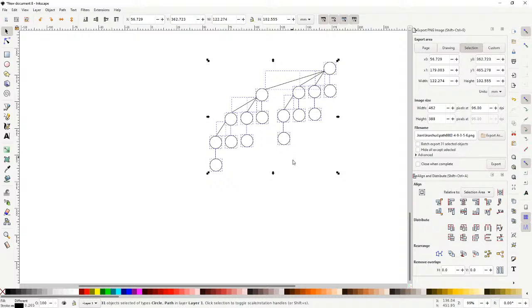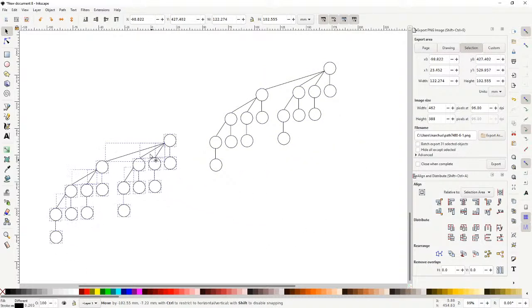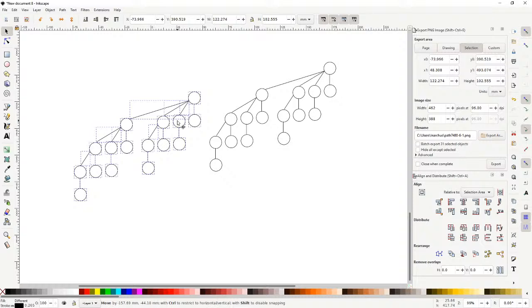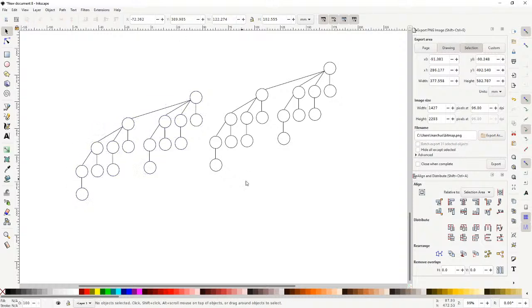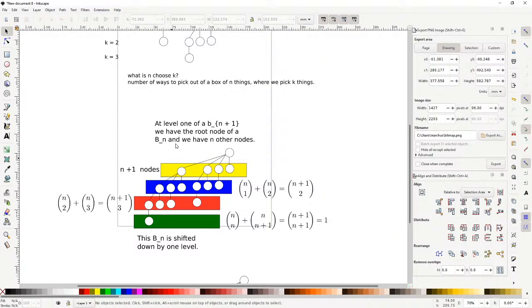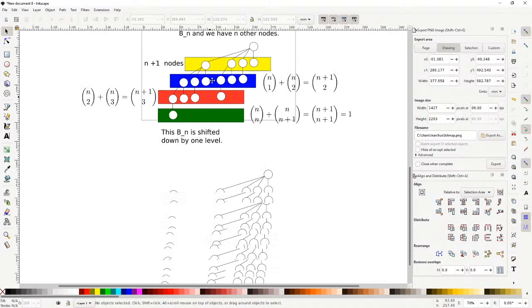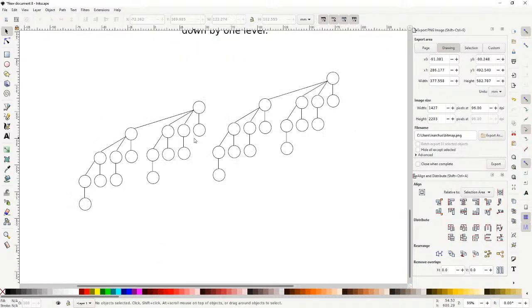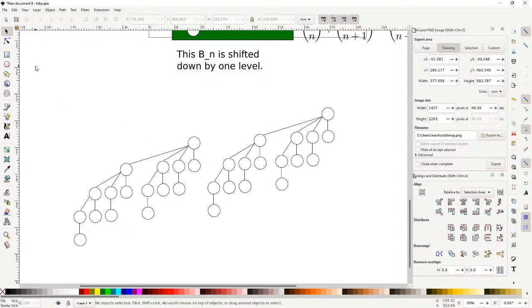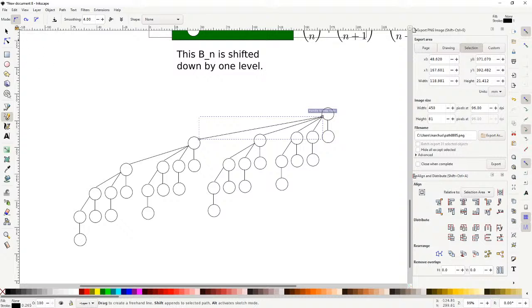N is the height of the, like, index of the Bn tree, right? Like, this thing is a B3, I think. Oh, no, I'm sorry, this thing is a B4. This thing I'm about to draw is a B5, right?